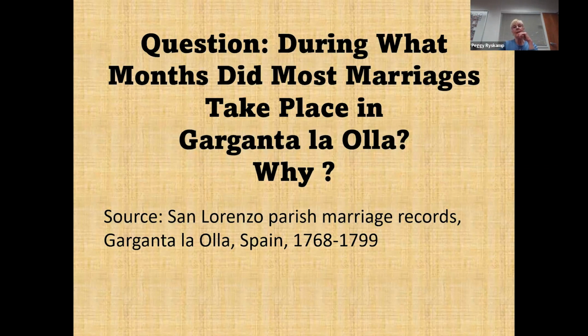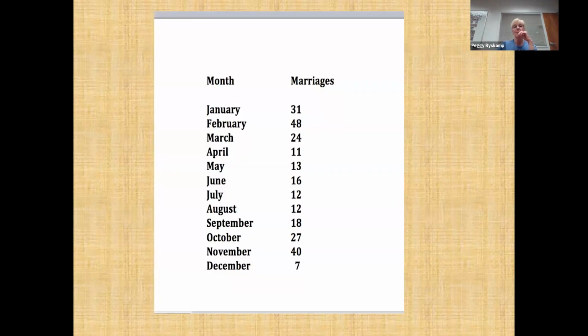Another question that I was fascinated with was, what months did most marriages take place? And then there was a second question, which was why, but I just was curious to know. I hadn't really caught a pattern specifically because I hadn't paid attention to the question. But once I started paying attention to the question, and then we looked at the data, we realized that a high percentage of marriages in Garganta took place in the winter months, which, when you think about it, does make sense because it's an agricultural area.